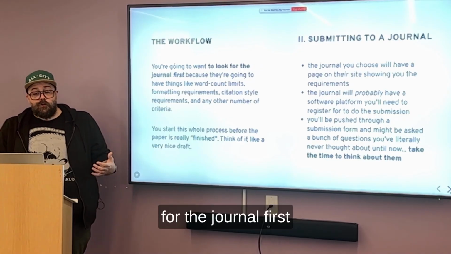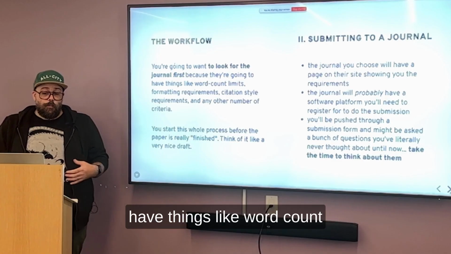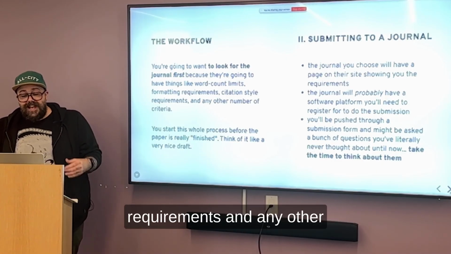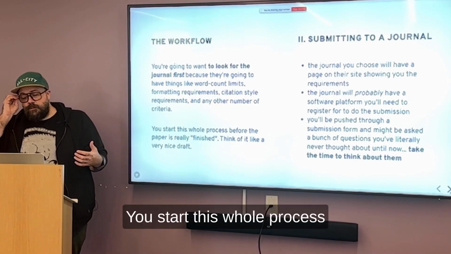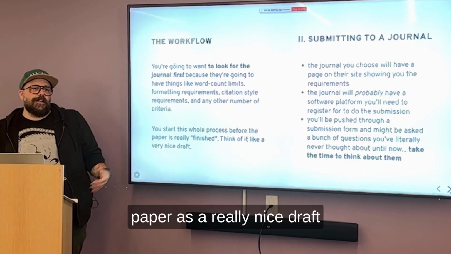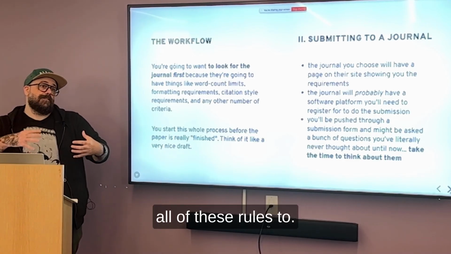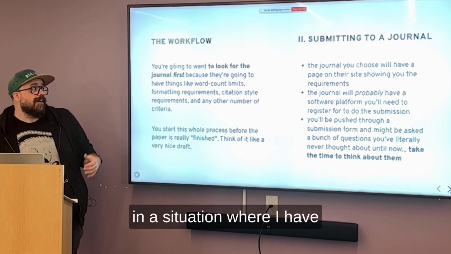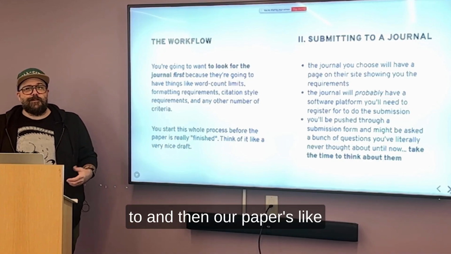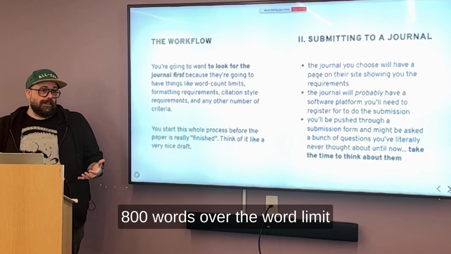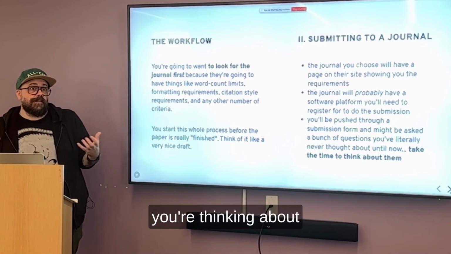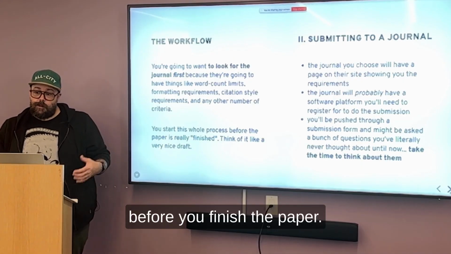You're going to want to look for the journal first, because they're going to have things like word count limits and formatting requirements, citation style requirements, and any other number of criteria. When you start this whole process before the paper is finished, then you're thinking of your paper as like a really nice draft that you take and then apply all of these rules to. So I've definitely been in a situation where I have an article draft ready to go, we find a place to submit to, and then our paper's like 800 words over the word limit for that journal, and then you've got to cut way down. So it helps to know where you're thinking about submitting that research before you finish the paper.